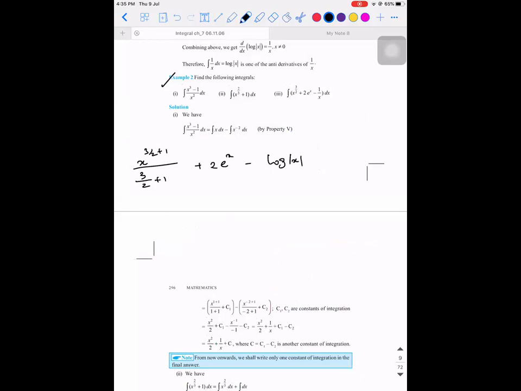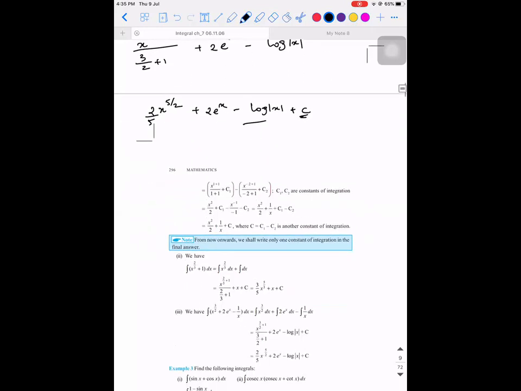So how much is this value? 5 by 2. So x power 5 by 2, here you will get 2 by 5, plus 2 e power x minus log of mod x. Don't forget this. Got it?